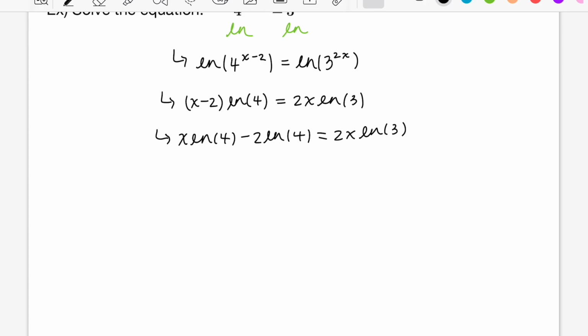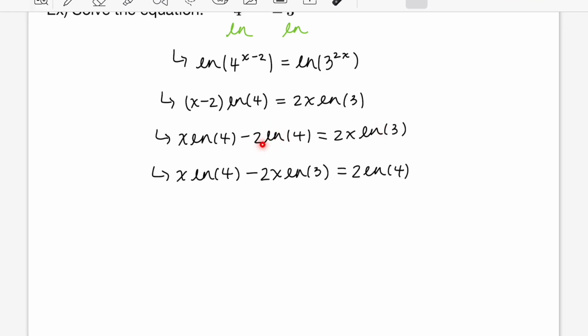All right, so now what I'm going to want to do is get all of my terms with an x in them on one side. So we'll move this 2x times ln 3 on this side, and then we'll move this minus 2 ln 4 on this side. Doing so, we'll get x ln of 4 minus 2x ln of 3. Like we said, just moving this guy over, so we'll have to subtract on both sides. And then on our right-hand side, we'll get positive 2 ln 4. Again, we want to move this guy over, so we'll add 2 ln 4 to both sides.